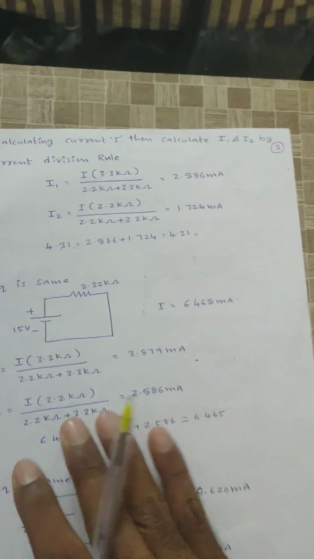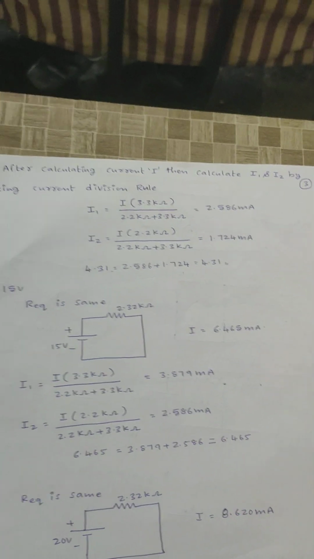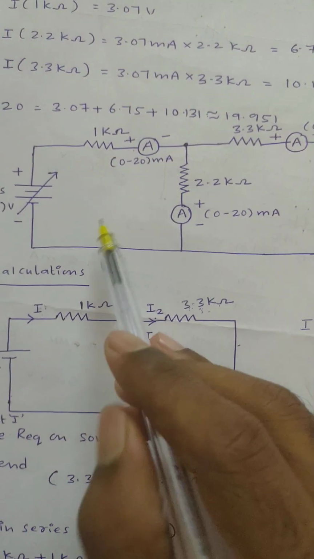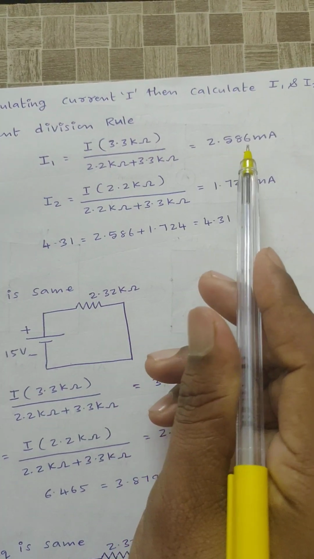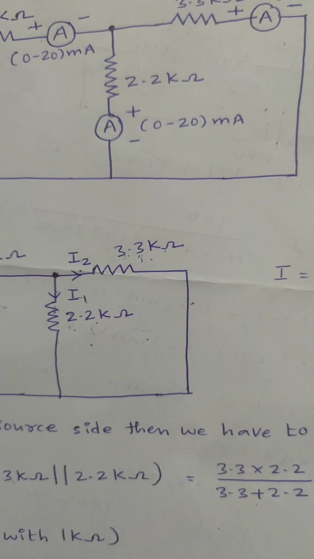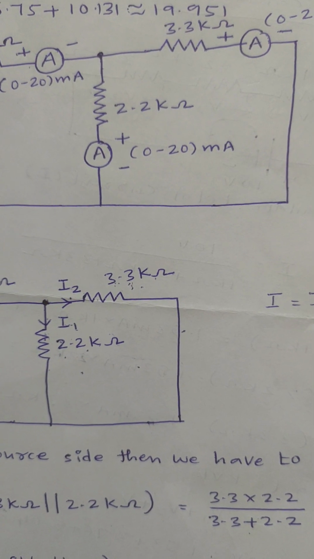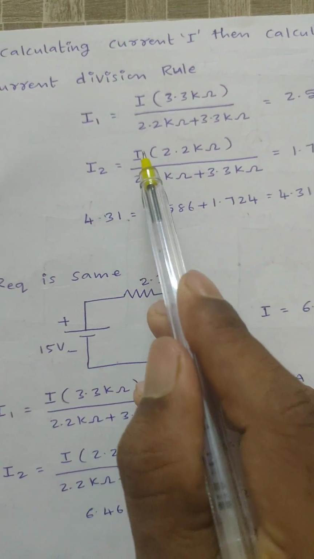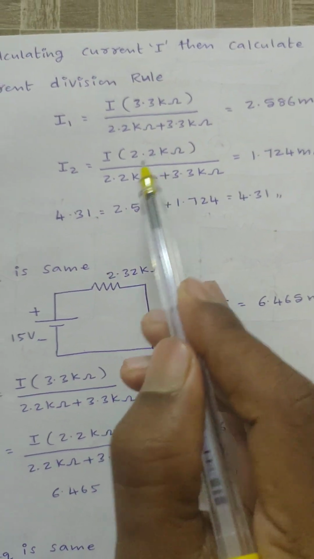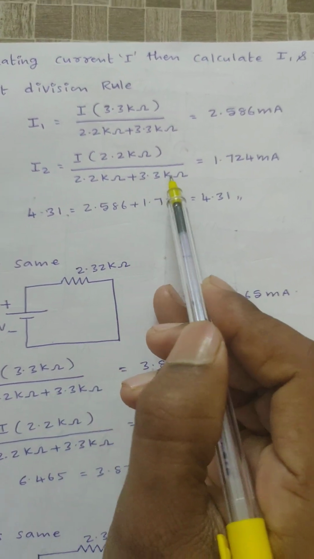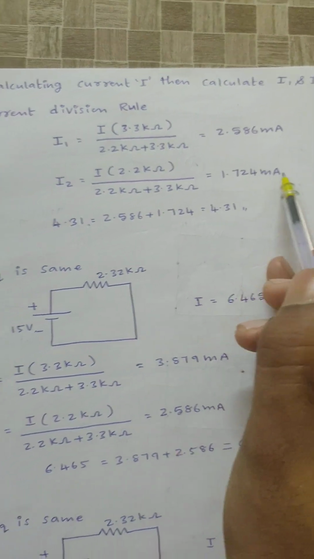You can see here, current I1 equals total current value I into opposite parallel branch resistance, that is 3.3 kilo ohm, divided by the sum of parallel branch elements. You will get 2.586 milliamperes. Similarly, the current flowing through the 3.3 kilo ohm resistor is I2. I2 equals total current into opposite parallel branch resistance, that is 2.2 kilo ohm, divided by 2.2 kilo ohm plus 3.3 kilo ohm. We will get 1.724 milliamperes.